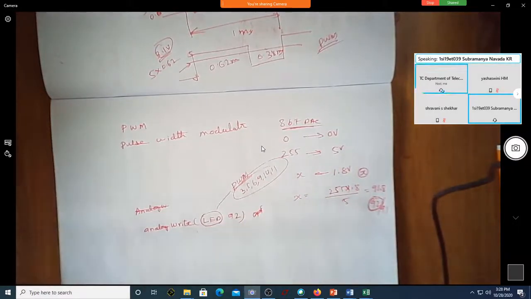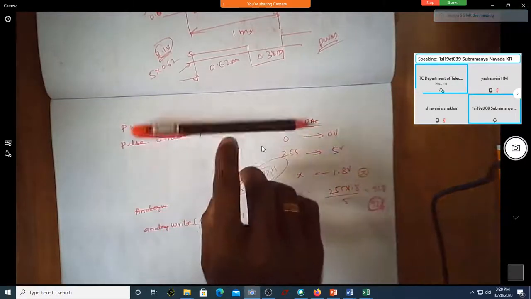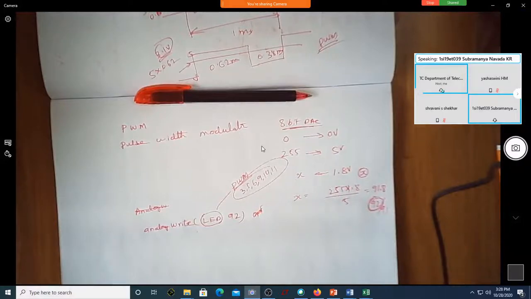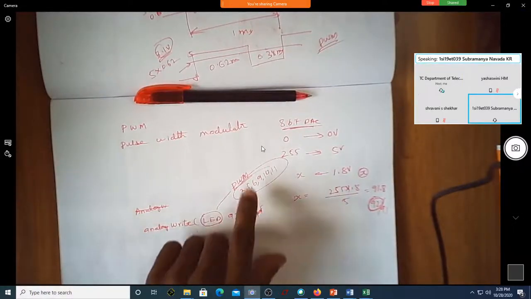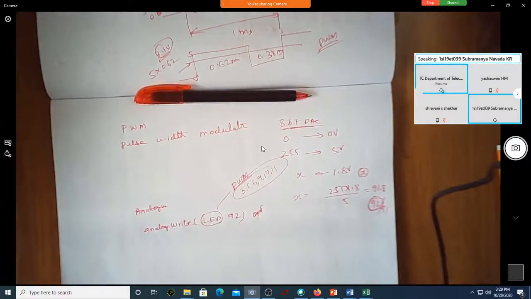Getting the point? That's why in that fade in fade out problem, we connected the LED to pin number 3, which is a PWM pin. What are the other possible pins for PWM? 5, 6, 9, 10, 11.